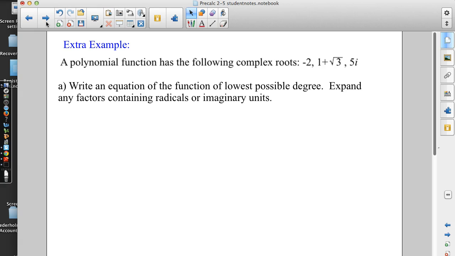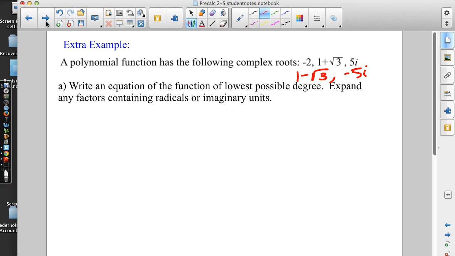Alrighty, we've got a polynomial function that has the following complex roots. It has negative 2, it has 1 plus the square root of 3, and it has 5i. I think it has more than that. Give me another zero that it would have. Look at that last example. Do radicals come by themselves? Do we get just one radical zero? Never. Radicals and imaginaries always come in pairs. So we're going to have to add a 1 minus the square root of 3 to this list also.